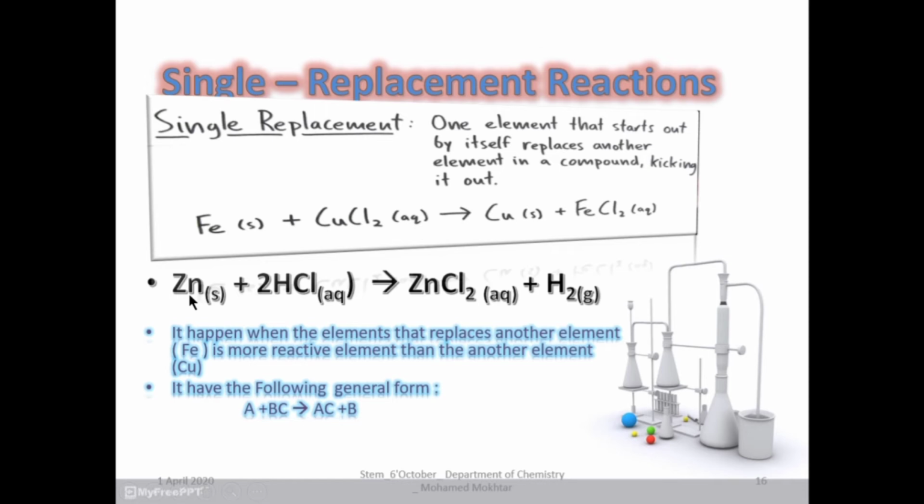Sometimes we can see an atom of metal replace hydrogen. Zn plus 2HCl gives us ZnCl2 plus H2. It happens if this element is more active than another element, another metal or hydrogen. The general form of this type is A plus BC gives us AC plus B. A replaces the B element.